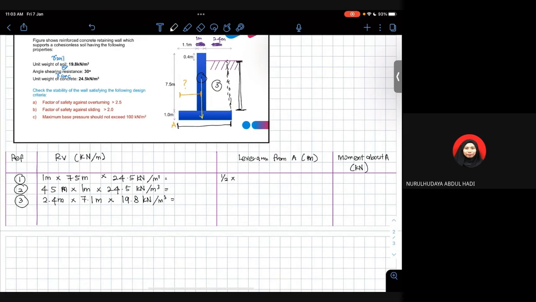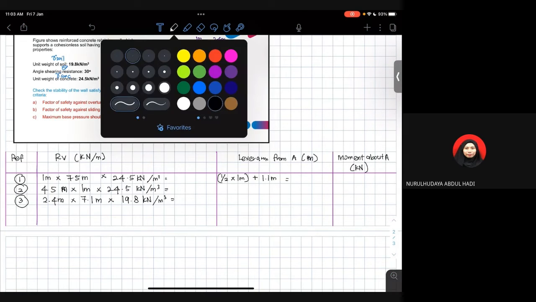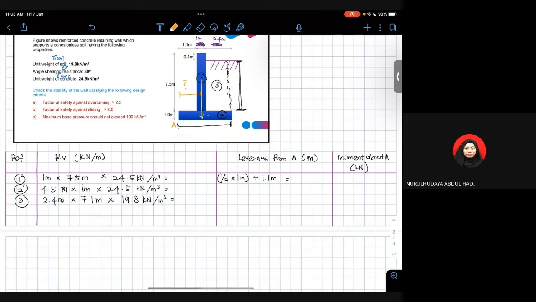1/2 darab 1 meter plus with 1.1 meter. For area 2, centroid dia dekat tengah-tengah ni lah kan. Going down. Berapa distance ini? Lebar dia tu bagi 2 je lah. 1/2 darab dengan 4.5 meter.